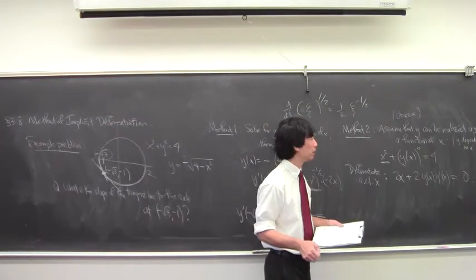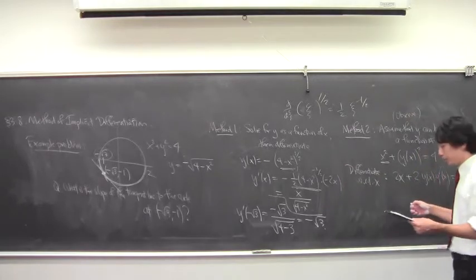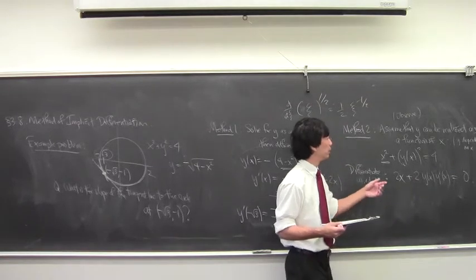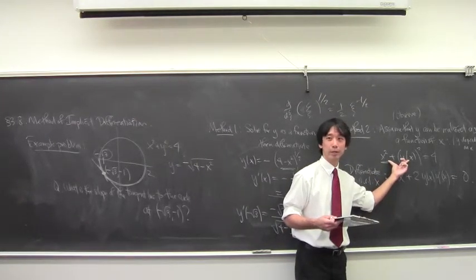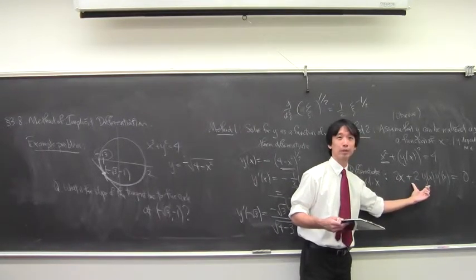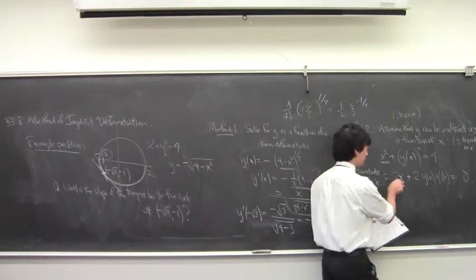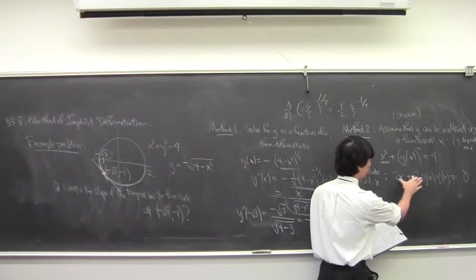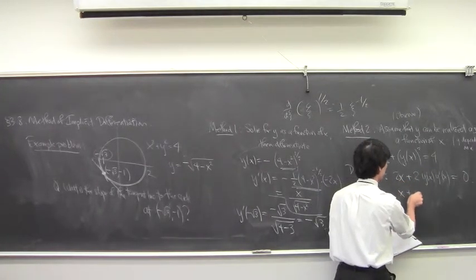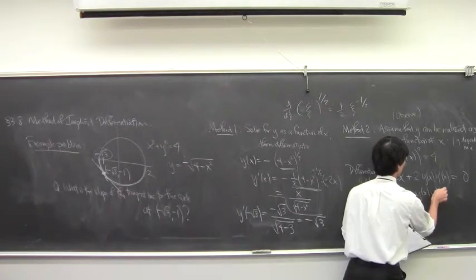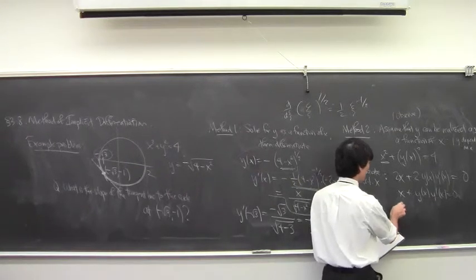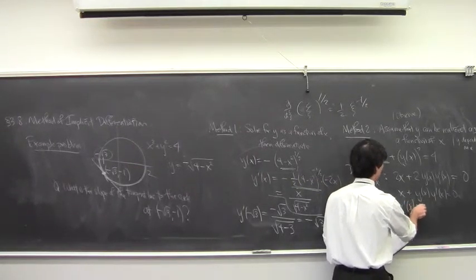Okay. So what we're doing is we have a relation between x and y, and we differentiate it to get some relation between x, y, and the derivative. Now look what that gives you. We can divide the whole thing through by 2, multiply both sides by 1/2. We get x plus y y prime equals 0. And then solving for y prime, what's y prime?